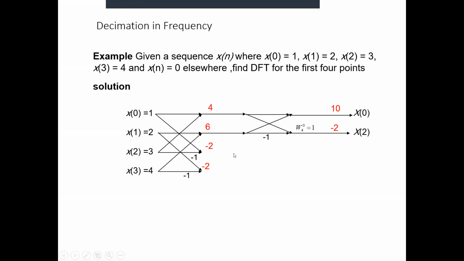Now the second part. In the second part, we have minus 2, and this time this point will be multiplied by W41, which is minus j. So minus j times minus 2 will be j2, so minus 2 plus j2. And here we have minus 2 minus 2j.